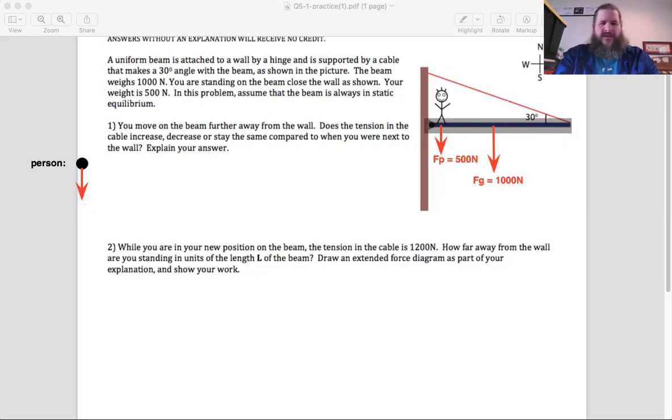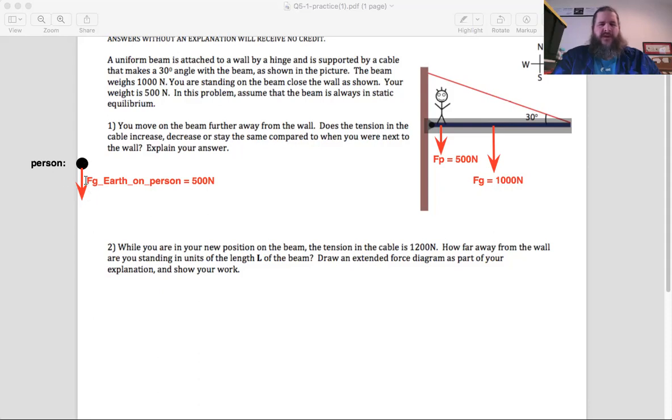And let me label these in a little more detail. Force of gravity on the person. In fact, that's the force of Earth on the person. Gravitational force of Earth on the person, 500 newtons straight down. But how do we know there has to be another force involved here? Because the person isn't moving. They're not falling. Right. Exactly.